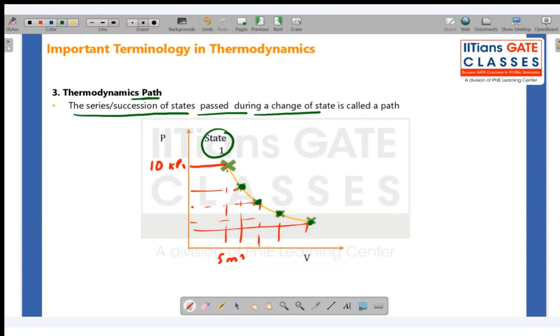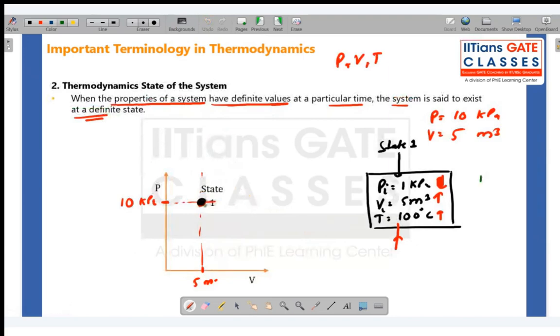Now eventually you stop giving heat. Once you stop giving heat, you will have a final pressure. My volume was increasing, let us say it has reached 15 meter cube, pressure has decreased to, let's say, 0.5 kilopascal, and temperature is also, let's say, 50 degrees Celsius.